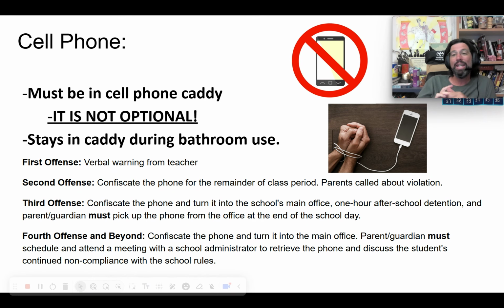When you're using the restroom, it stays in the caddy. You don't take it with you. Okay? If you do, then I take it. And then we start having issues with the office and doing all that stuff. So, cell phones, away. Okay?